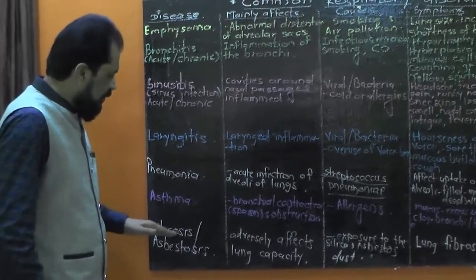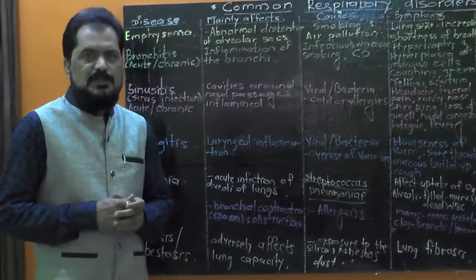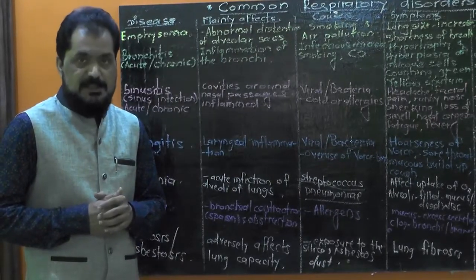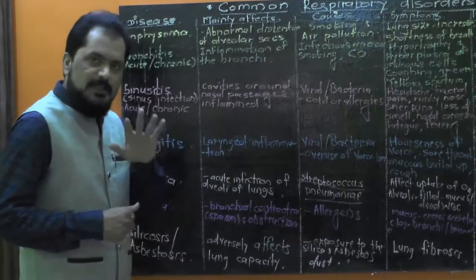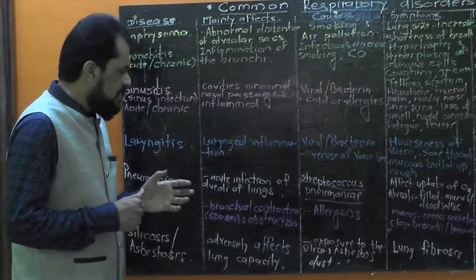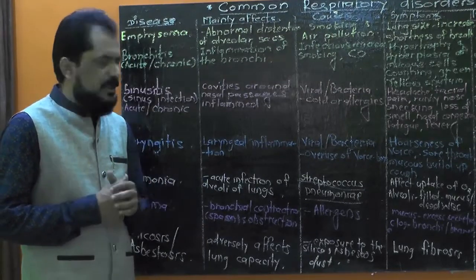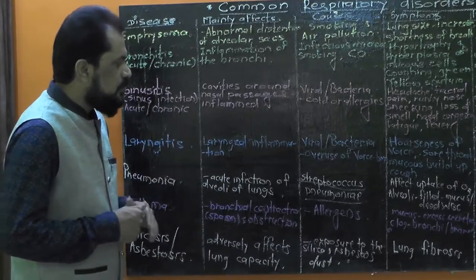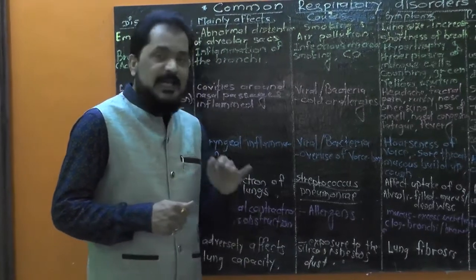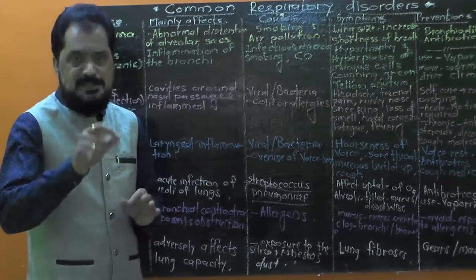Actually, silicosis and asbestosis are known as occupational lung diseases. Occupational lung diseases means these are the lung diseases, these are the respiratory diseases which adversely affect lung capacity and lung functioning, mainly due to exposure to silica and asbestos dust at mining industries.